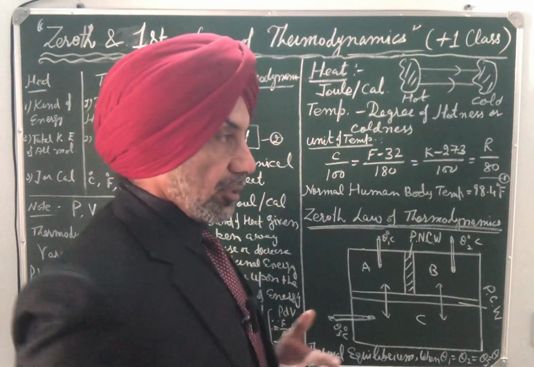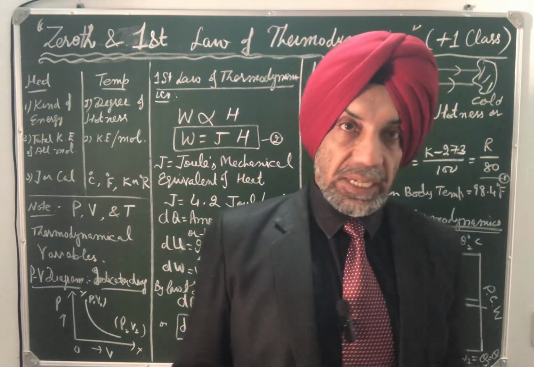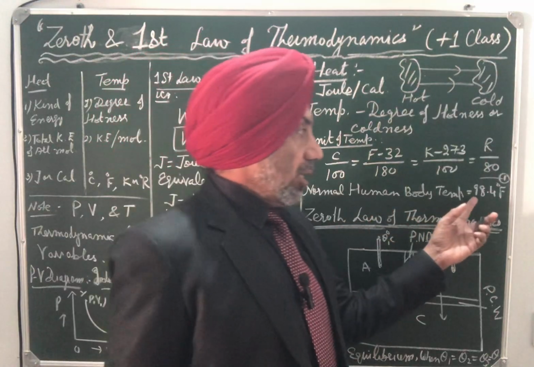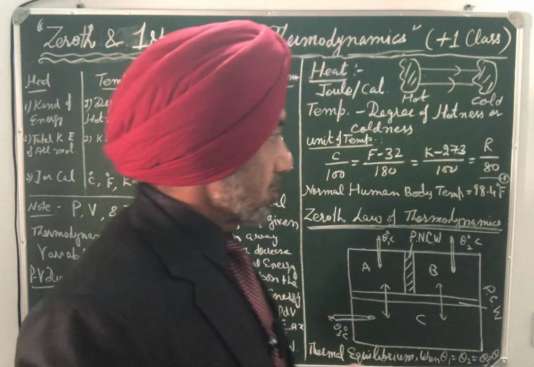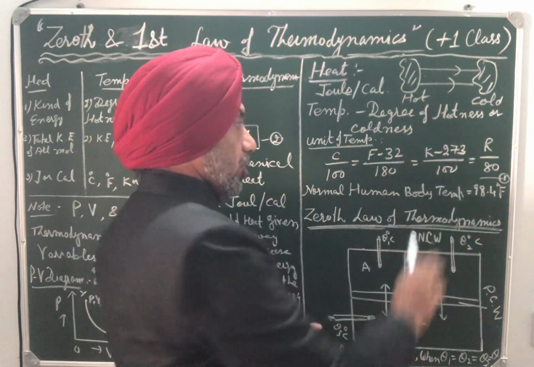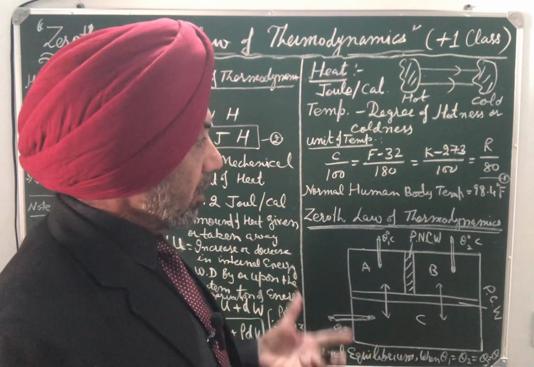And normal human body temperature is measured to be 98.4 degree Fahrenheit. So this is the normal human body temperature, 98.4 degree Fahrenheit.